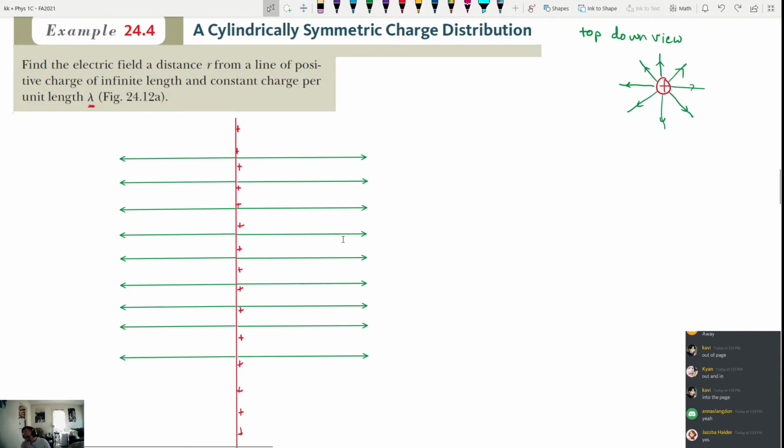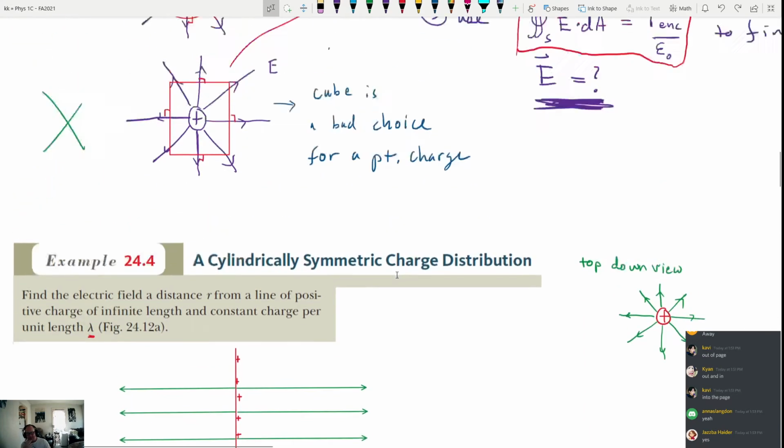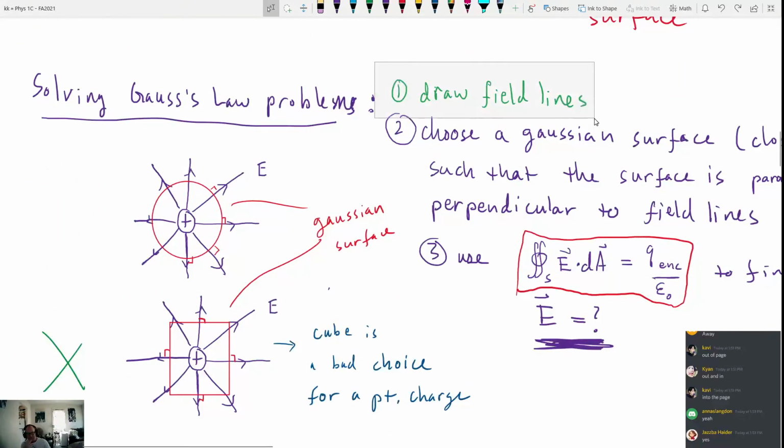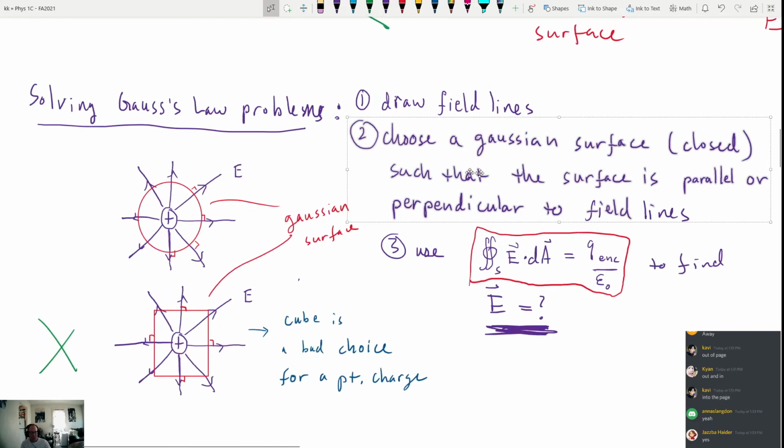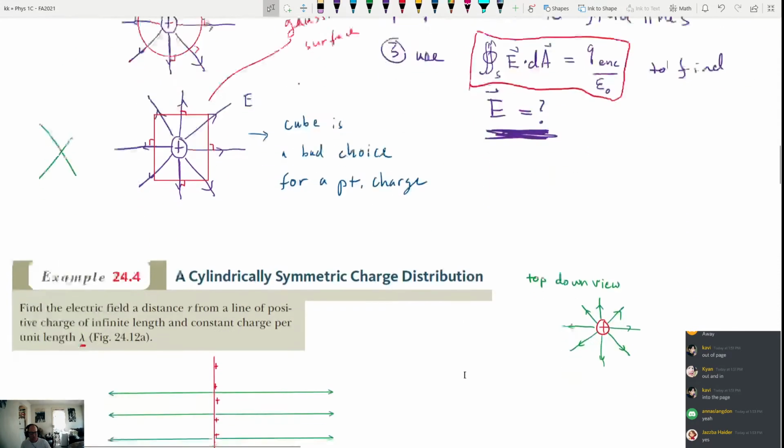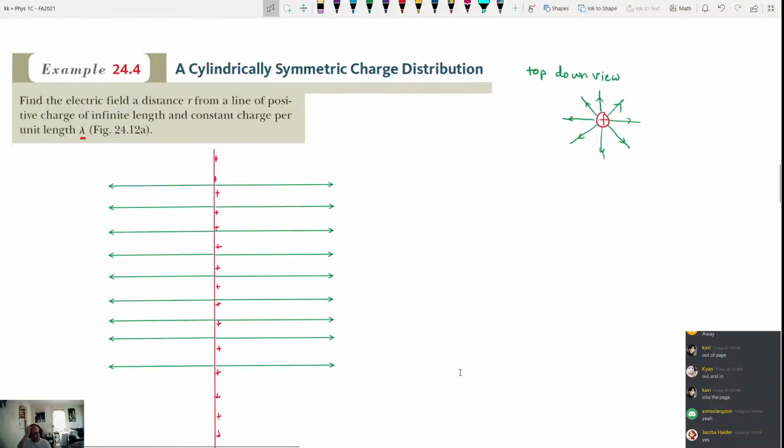Okay, so the next thing you have to do, now that we have an idea of the field lines, we did number 1. Now we need to choose a Gaussian surface such that the surface is parallel or perpendicular to the field lines everywhere, right? So I can make my surface parallel or perpendicular to the field lines, and I get to choose something. So what would you choose? What kind of surface can I place in this region here? A cylinder. Yeah, that's the answer. It's a cylinder.